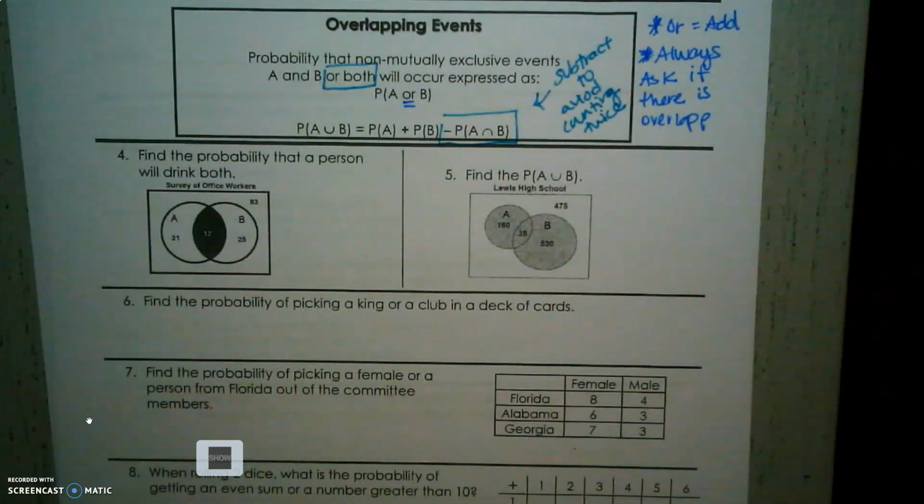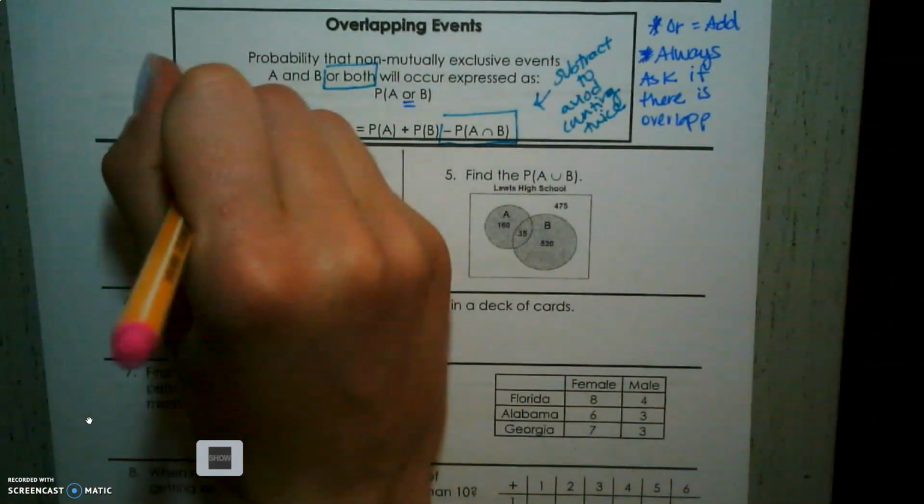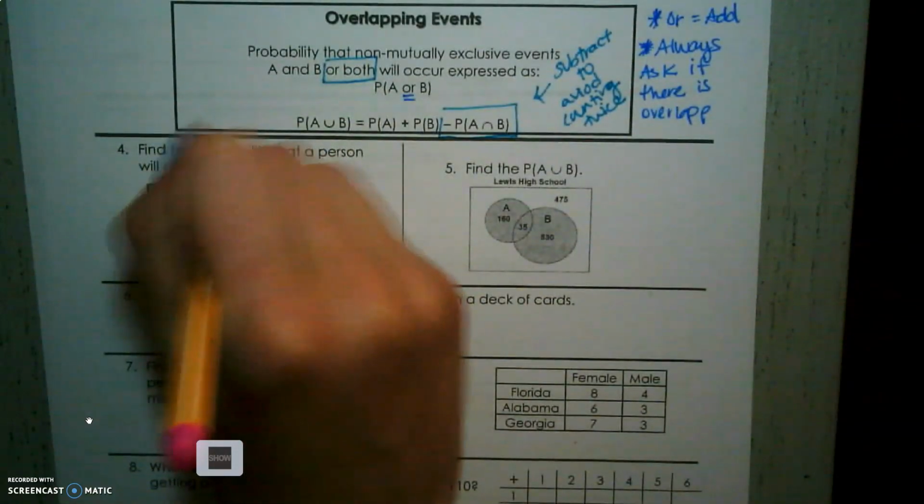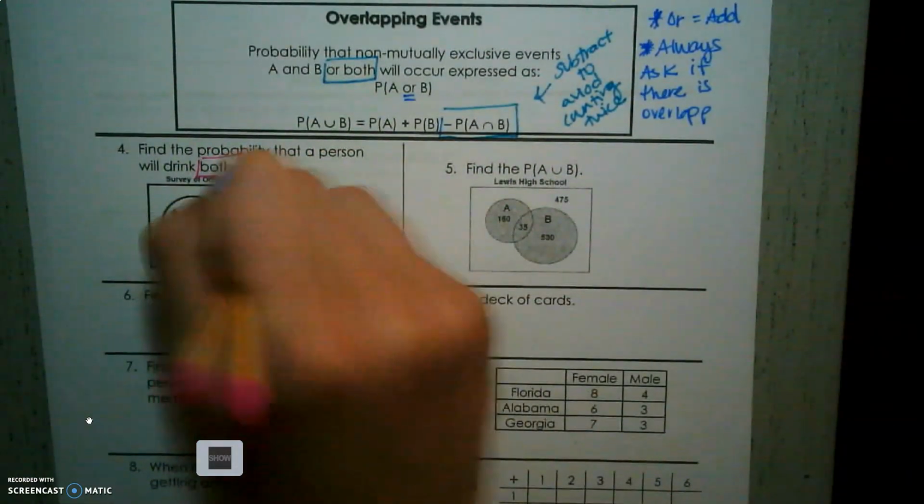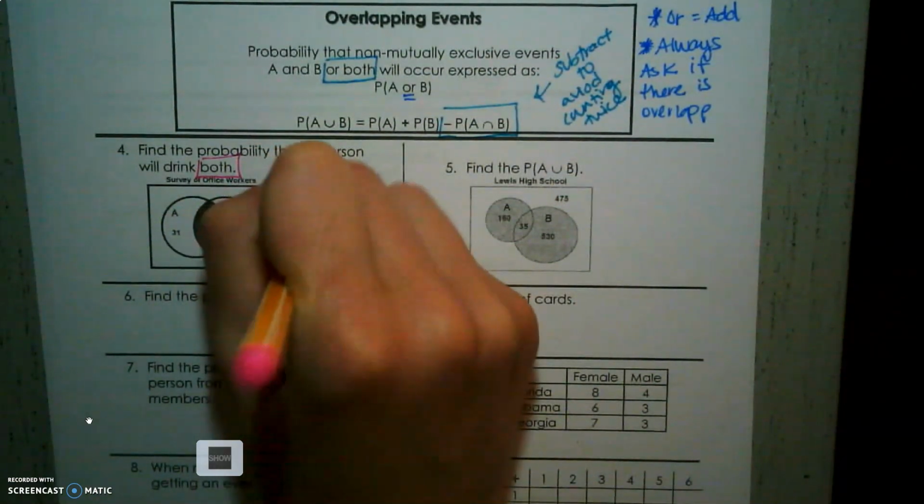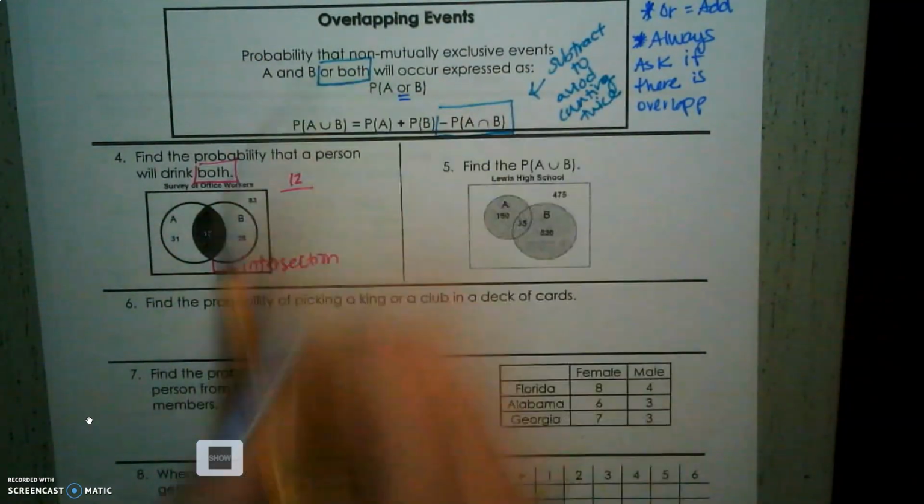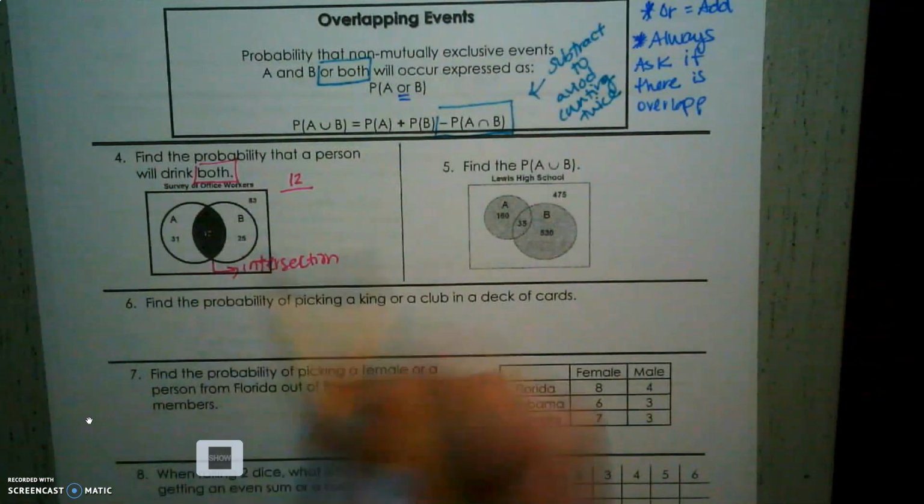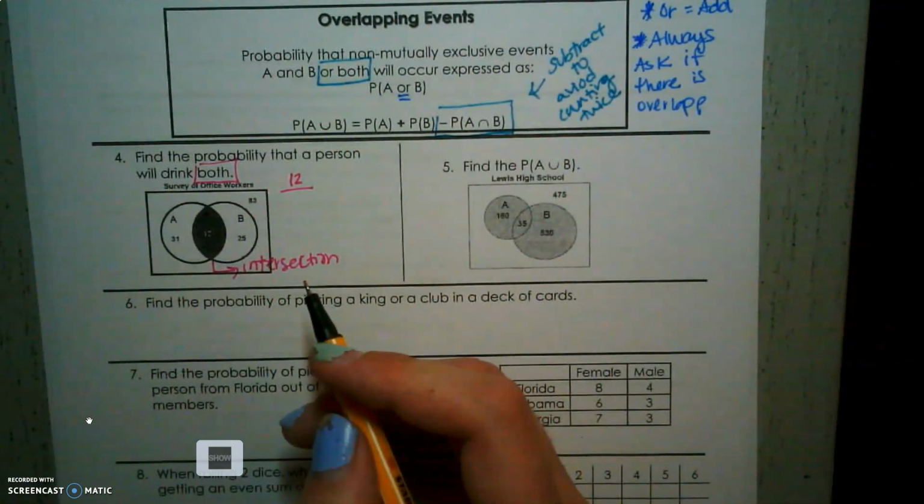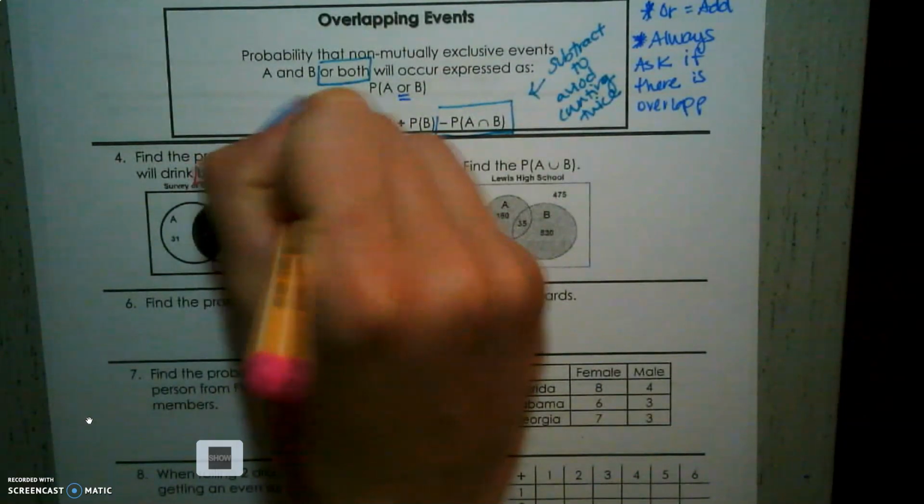So let's look at these examples here. Find the probability that a person will drink both. Well, if we're drinking both, remember that's an overlap. That's an intersection. So we see this word both. We're talking about this intersection here. So that's the intersection. So that number is 12. But we have to add each of these parts of our Venn diagram together to know what our total is, and that's 151.